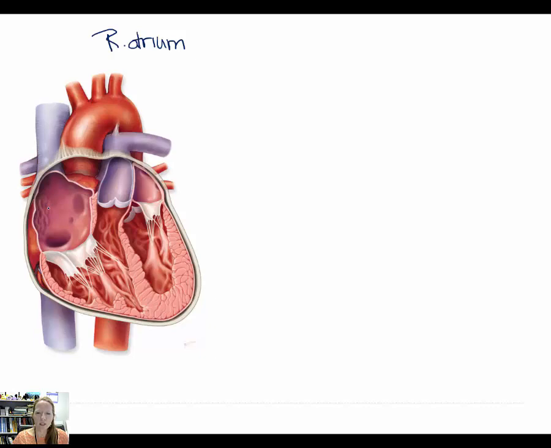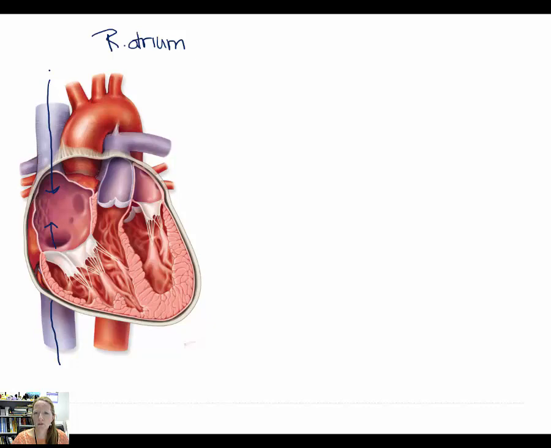So remember that atria are going to receive blood. So we have to talk about where it's receiving blood from. And it's receiving blood from this big giant vessel up here, and it's receiving blood from this vessel here. And these are going to be the vena cava. You can say vena cava, either one. I've heard it both ways.